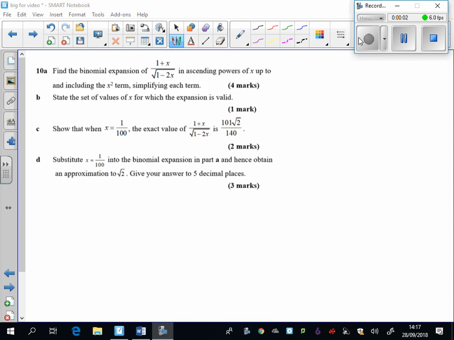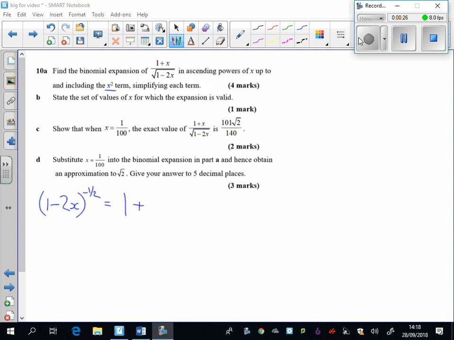Question 10 is another very long one. You've got 10 minutes on this, so it doesn't matter that your expansions take you a long time. The expansion we've got to do is the 1 minus 2x all to the power of minus a half, because it's the square root on the bottom. Oh, we're only going to the x squared, so that's quite nice.